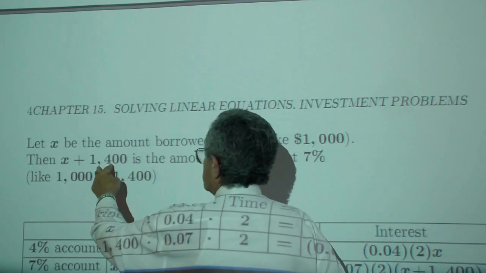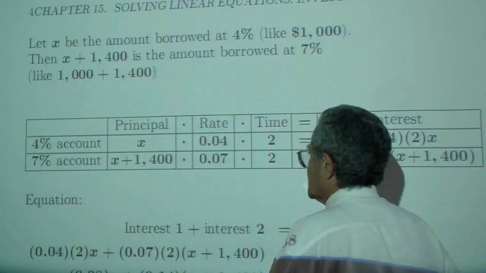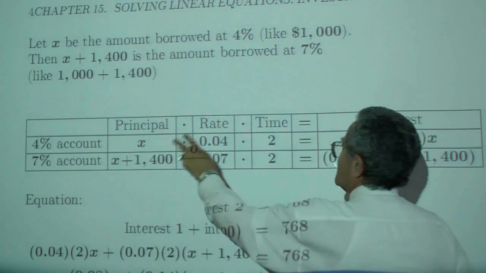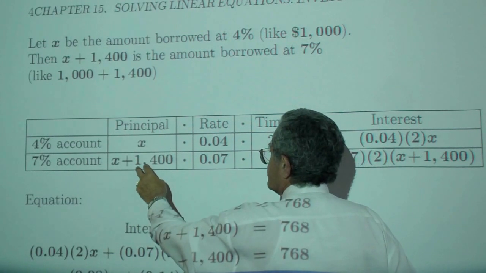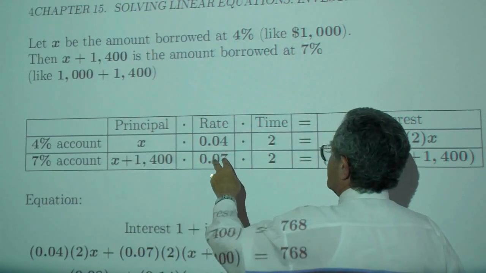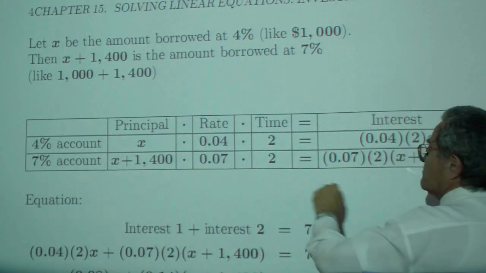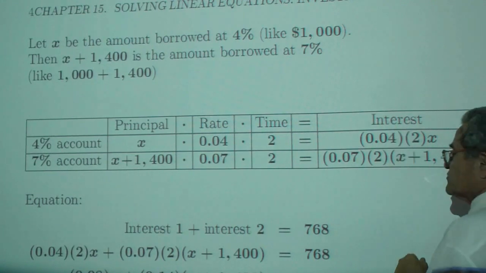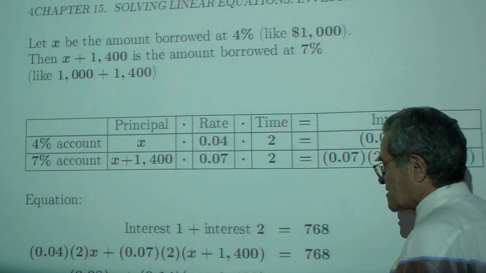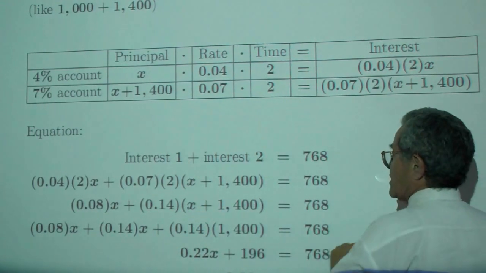Then he has $1,400 more than that at 7%. A little table, we have principal times rate times time. Principal x, principal x plus 1,400 more at 4%, 7% for 2 years. Multiply these three numbers and multiply these three numbers. You get that's the total interest in 2 years. And the sum of the two interests is this number plus that number.